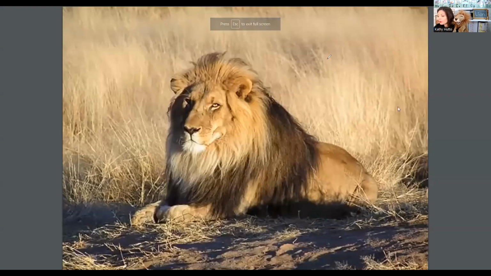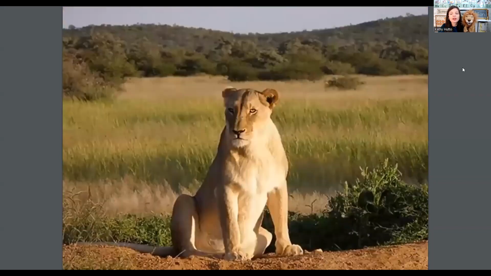Take a look at this. This is a picture of a real lion. This is a boy lion. A boy lion has hair all around his head. We call that hair a mane. This is a girl lion. A girl lion doesn't have hair all around her head. No hair, no mane. So let's take a look at our friendly lion.